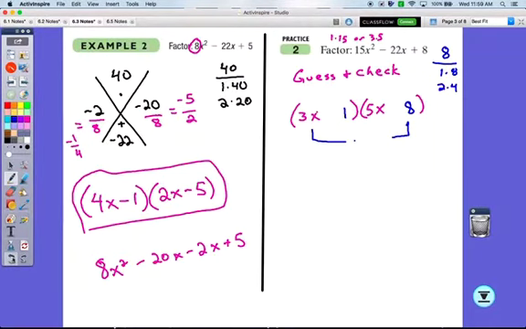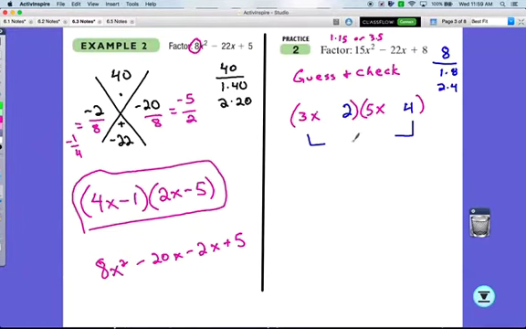Now, I could try it the other way, with the 8 and the 1, but I'll notice here that I'm going to have a 3x from the outside and a 40x on the inside, and that's not going to give me the 22 that I need. So that doesn't work. Let me try the 4 and the 2. If I try the 4 and the 2, let me put a 2 here and 4 here.